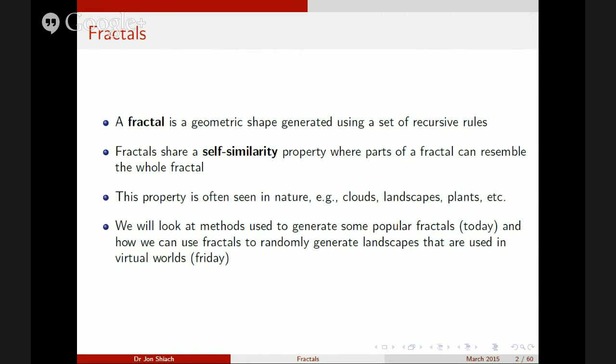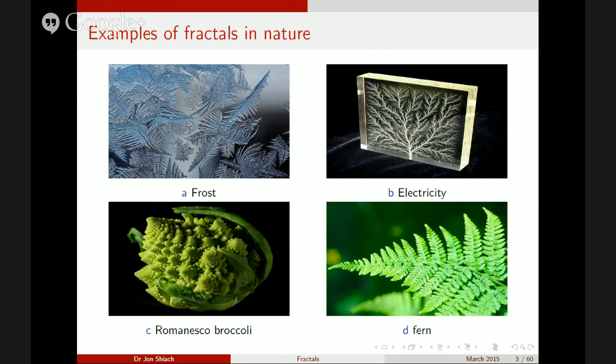Today we're going to be looking at some popular fractals, some we've probably seen before. We're going to look in detail at how to generate these, and on Friday I'll be looking at how we do random landscape generators. That will be your assignment 12, your final assignment for this unit. Okay, so here's some examples.